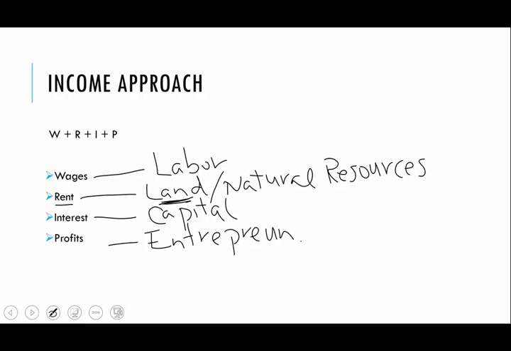So wages, rent, interest, and profits make up gross national income. And again, we can calculate gross domestic product using either the income or the expenditure approach. We call this gross national income because we're using the income approach, but also because to actually make it match gross domestic product, we need to add two more things.